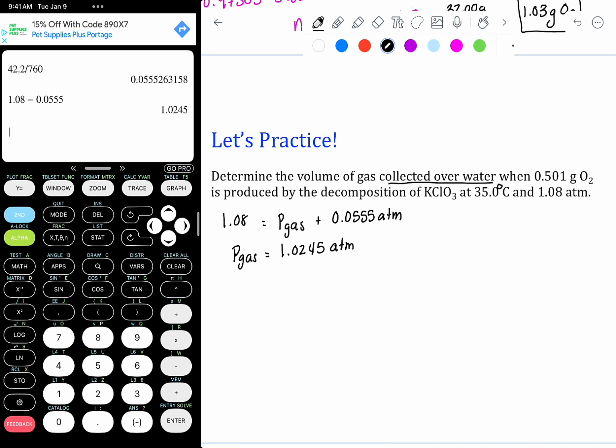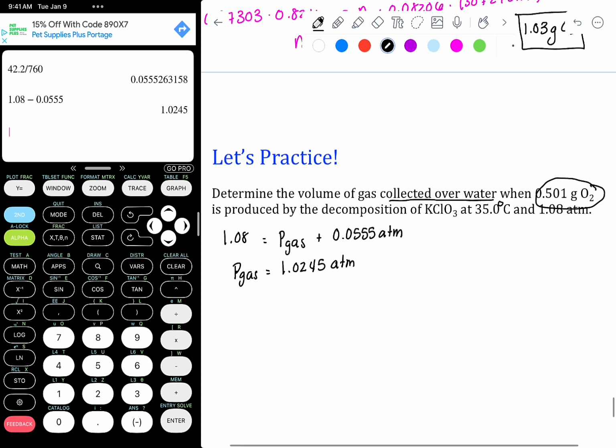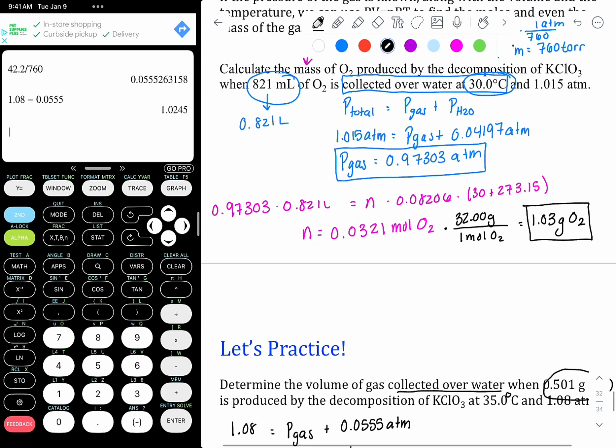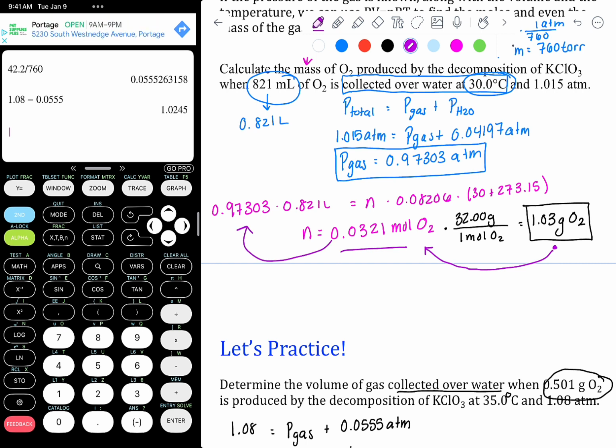Okay, so now we have the pressure of the gas. That's fine. This time we're going to work a little bit backwards. We're given the mass of the oxygen. We now want to work backwards to find the volume of the oxygen. So we're doing the reverse of what we just did. So let's look at what we just did. We had the mass. We're going to use the molar mass to convert to moles. We'll use that and plug it into PV equals nRT and solve for volume.